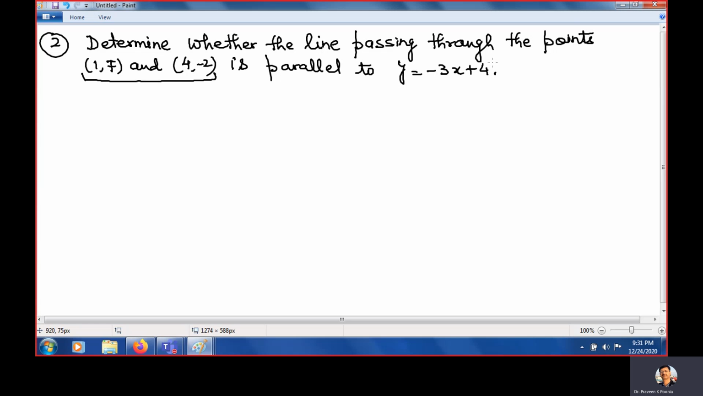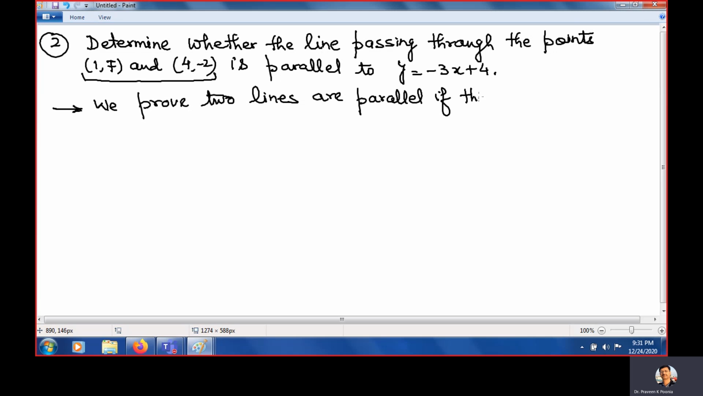So how are we proving two lines are parallel? We prove two lines are parallel if they have the same slopes. If the slopes are the same, then the two lines are called parallel. So we will find the slopes.